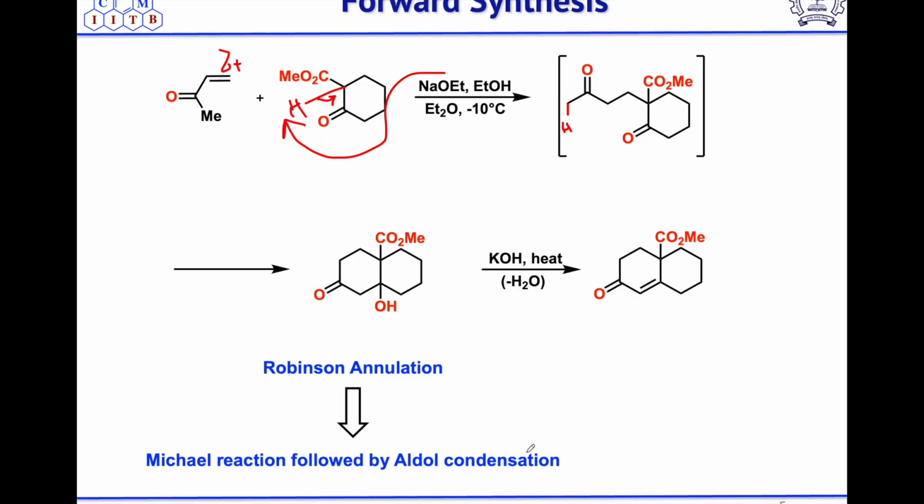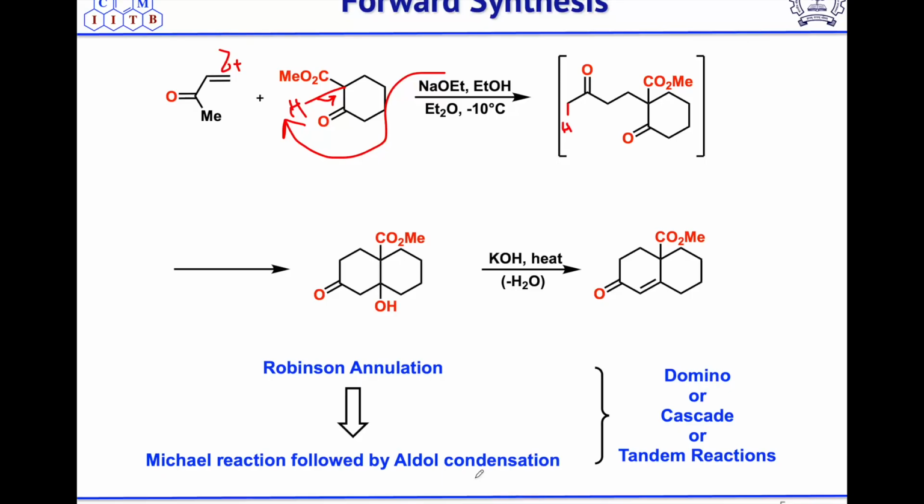Okay, now if you carefully observe, in one condition only two reactions are happening. In this one condition, Michael reaction followed by aldol condensation, both are happening. So that's why this type of reaction is known as domino reactions or cascade reactions or tandem reactions. The three names are there, but the meanings are similar. So what do these domino reactions mean?